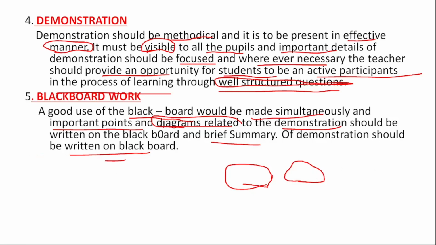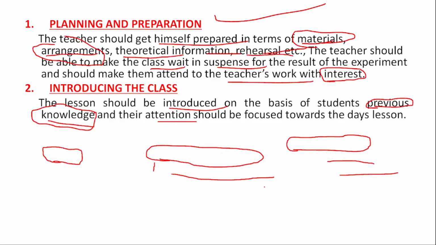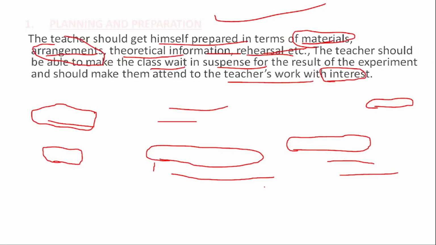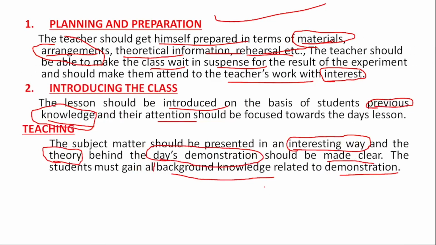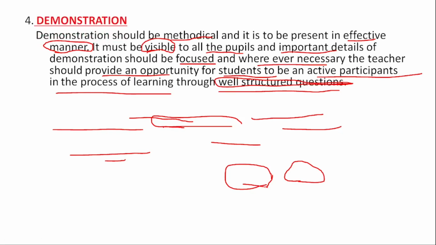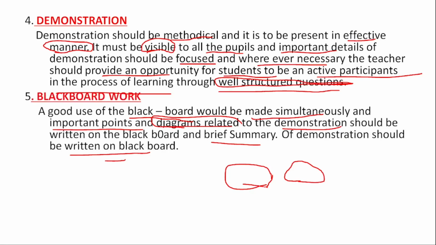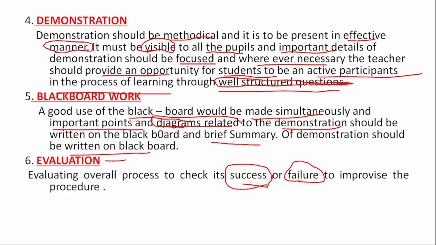Okay, so doing a quick recap now. First, we will plan and prepare for the demonstration. Then we will introduce the class. Third one, teaching. That means the theory behind the day's demonstration should be made clear. And the fourth step is demonstration, that is demonstrating our experiment in front of students. Next, use of the blackboard, and evaluation. These are all the six steps in the lecture cum demonstration method.